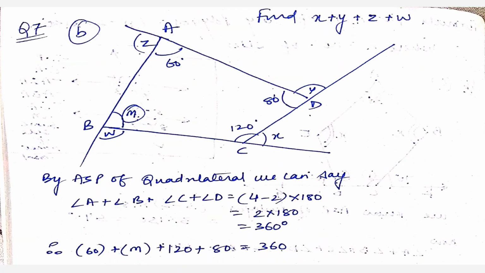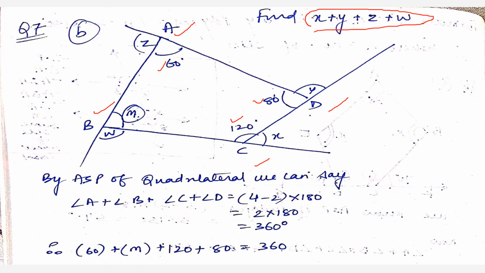Now, similar is question number 7, B part. Here also you have a quadrilateral ABCD. Okay, the name is not given in the book. From my side, I have named it as A, B, C, and D. We have to find in the question the value of x plus y plus z plus w. Okay, first thing is we know this interior angle is 60 degrees, this interior angle is 80 degrees, and this one is 120.